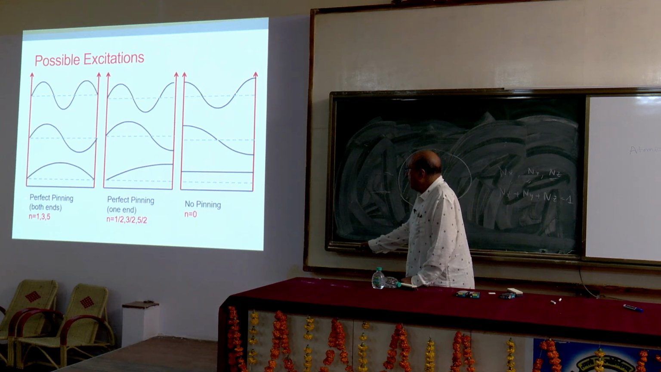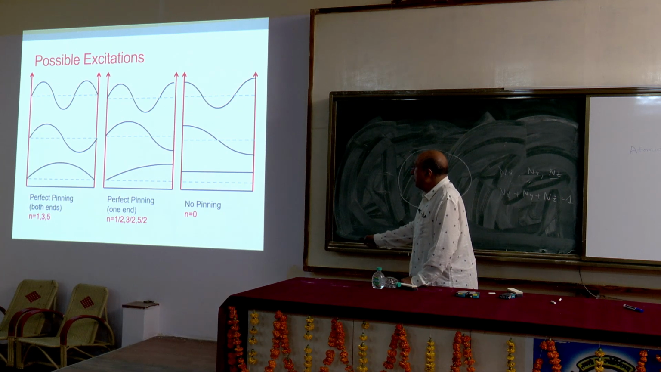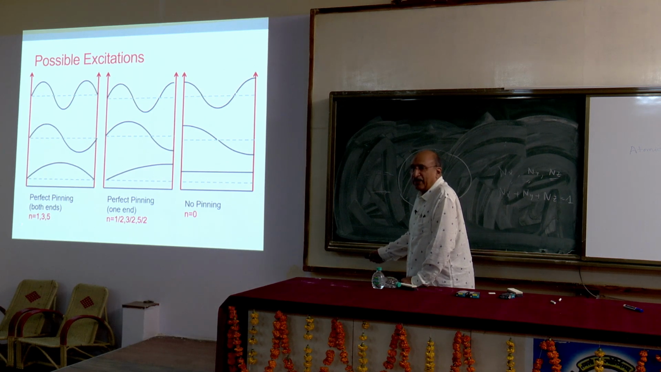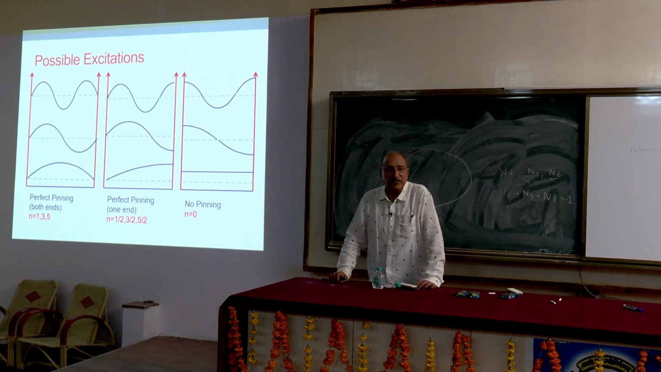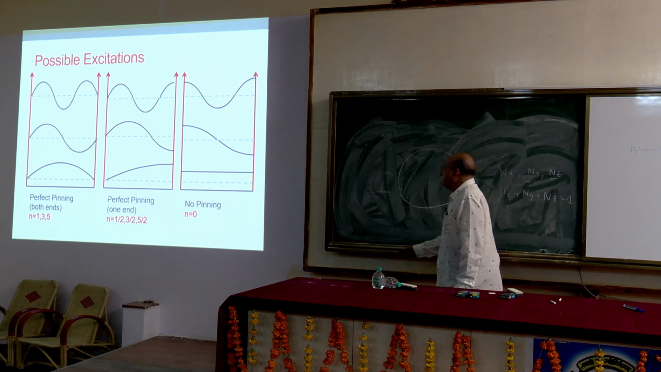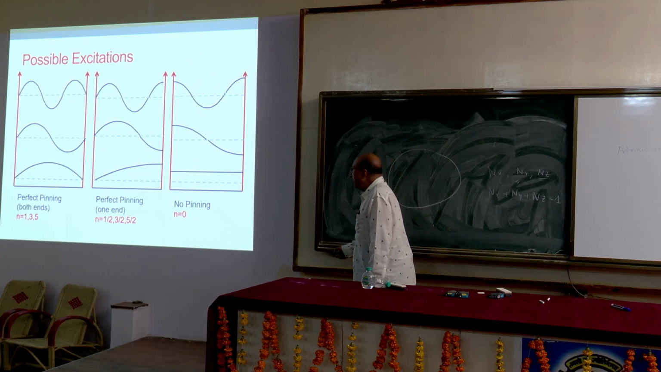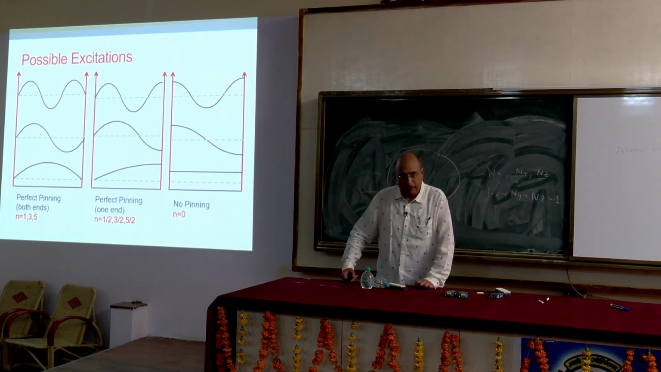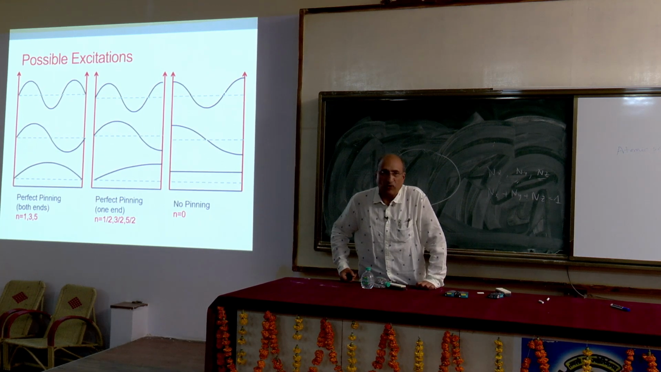But if there is perfect pinning at both ends, then of course this will be 0, but this will not be 0. So you will have n equal to 1, 3, 5, 7, all odd values of n excited. And if there is perfect pinning at only one of the ends, you will have 1 by 2, 3 by 2, 5 by 2. These are the n values, and then you can know what the field values are.